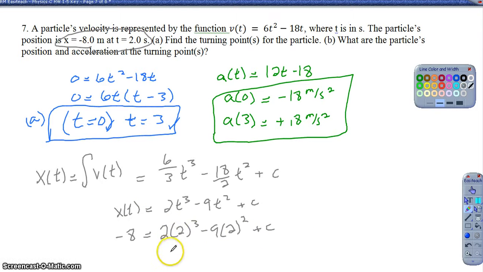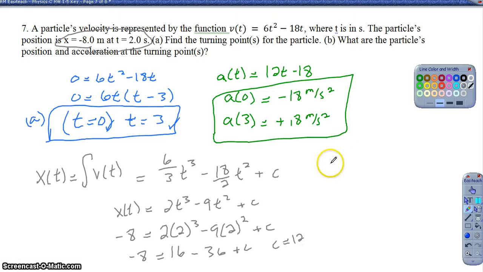So 2 times 2 to the third power is 2 to the fourth power, which is 16, minus 9 times 2 squared, which is 4, so 36, plus c equals -8. Okay, so a little bit more algebra here, and you find that c is 12.